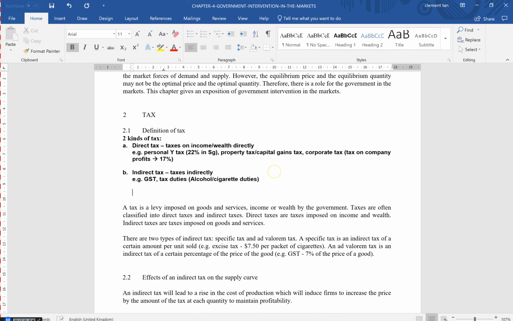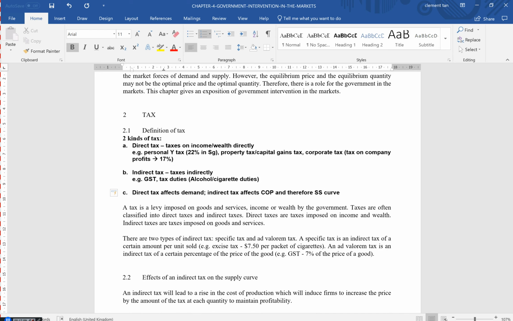Whatever the case, the thing you must remember, just remember this: direct tax affects demand, through income. Whereas indirect tax affects cost of production and therefore the supply curve.